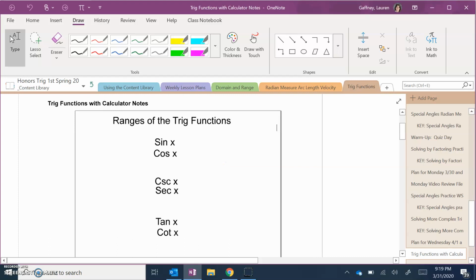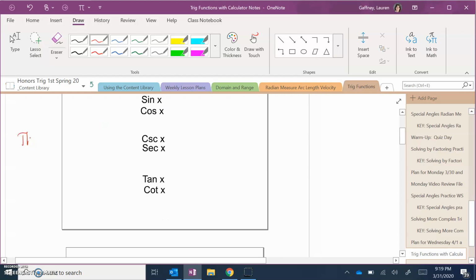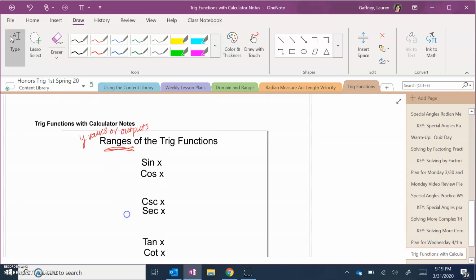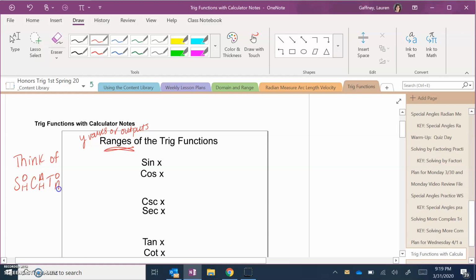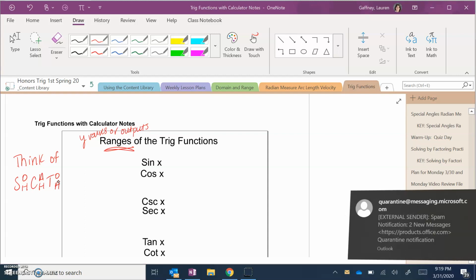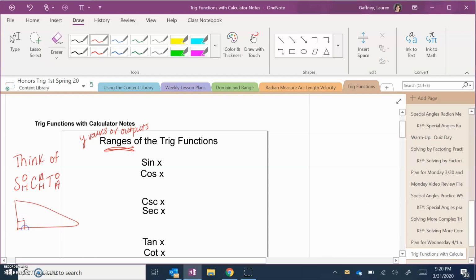All right, so this first slide, I just really want us to think about the ranges. So when I say the ranges, I mean the y values or the outputs of some of these functions. Okay, so let's think about this. We know SOHCAHTOA. And hopefully we know in a right triangle which side is going to be the longest? The hypotenuse. The hypotenuse is always the longest side.